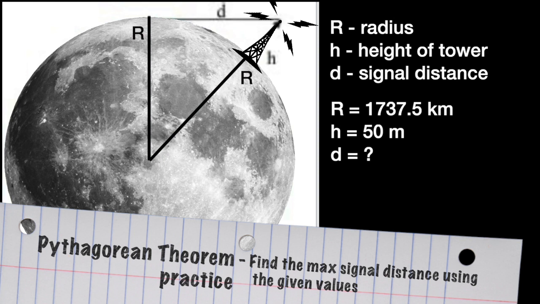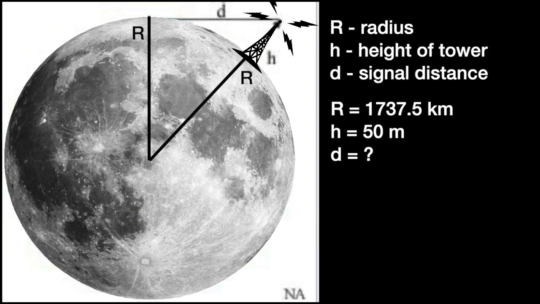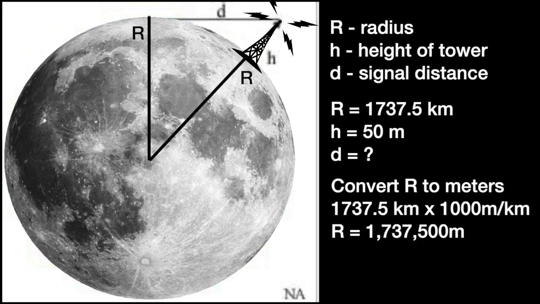Are you ready? Our x distance can be represented as 1,737.5 kilometers, but we need to convert it to meters to have the x and y units align. So the x distance becomes 1,737,500 meters. Now, we need to put our variables into the distance formula.